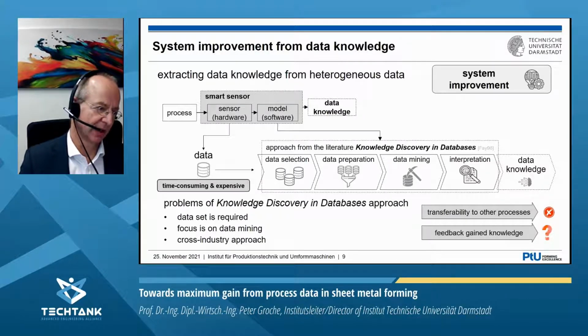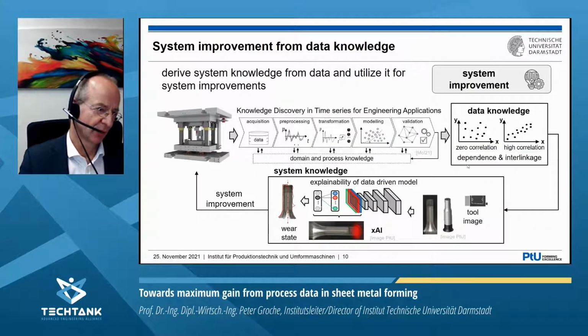So we decided to extend such knowledge discovery in databases approaches in a way that we use our data knowledge to create dependencies and interlinkages between different components in our system. This is based on a data acquisition procedure where we select sensors in a way, on locations, and with properties which are adequate for our forming processes. The data are then pre-processed. For example, they are transferred to the frequency domain and transformed to some features. This allows us to model the correlations which we would like to see.